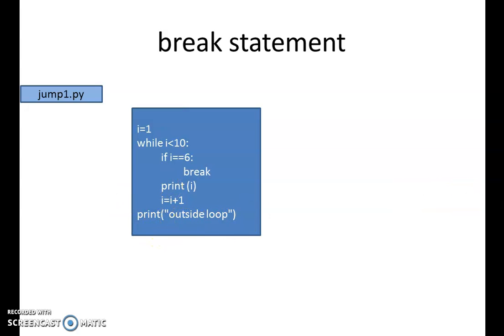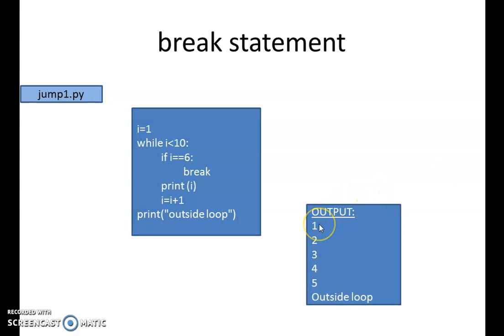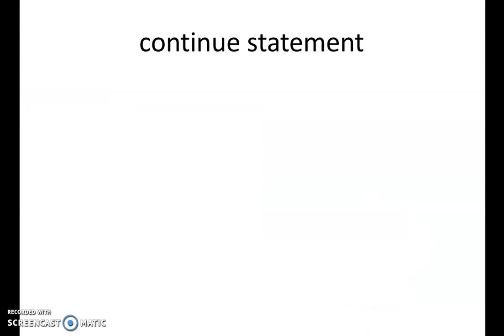So when we run this file, output will be, see, it will print 1 because this condition is false. So it will execute print I, value of I is 1, then increment I with 1. So 2, 3, 4, 5, and then when value of I is 6, it will break the loop and it won't execute the remaining statement. So output will be this.